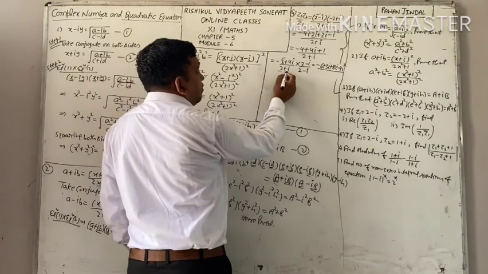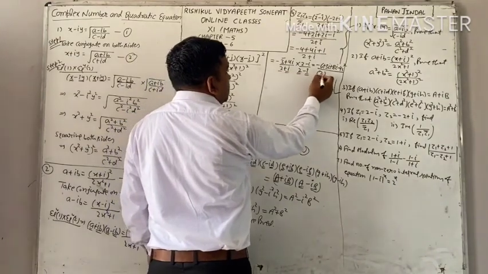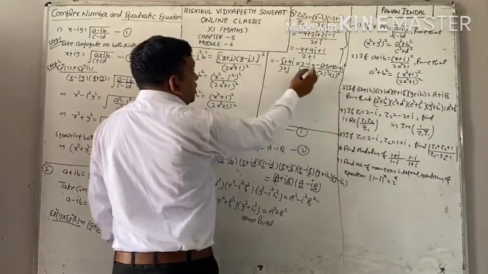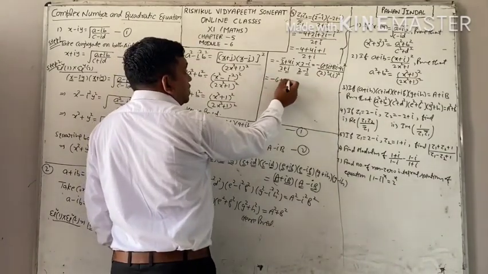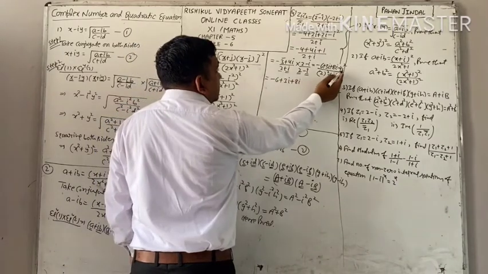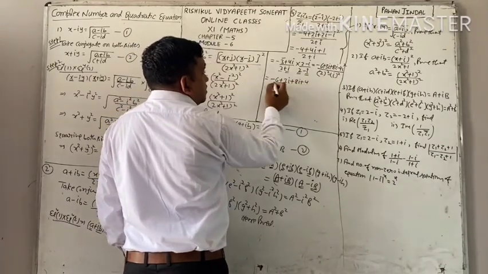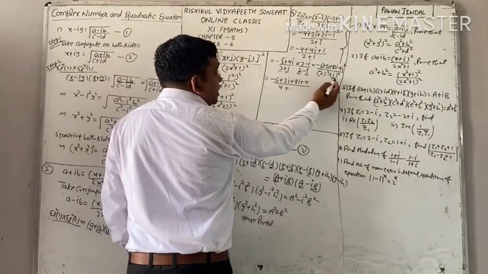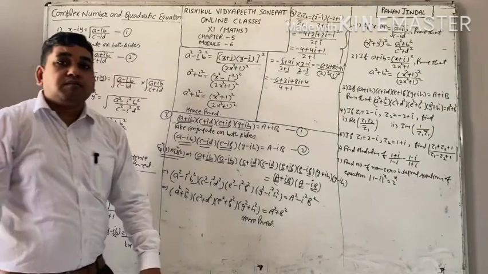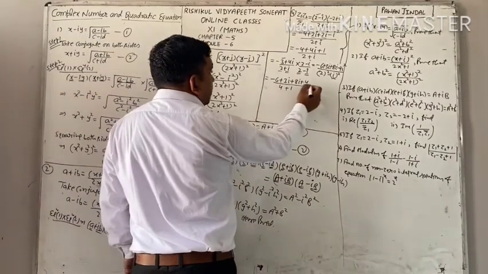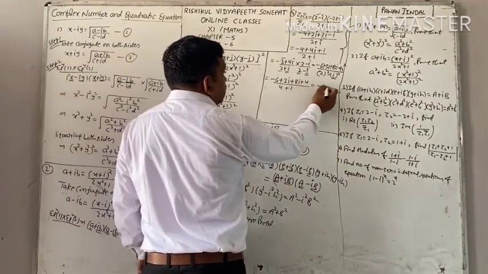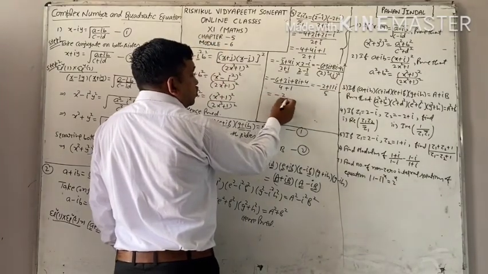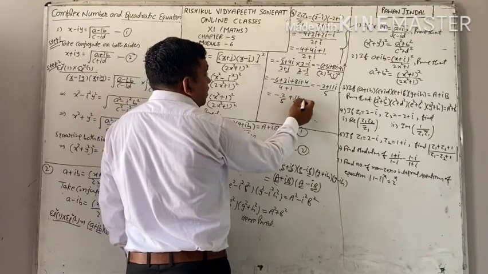Here apply the formula (a + b)(a − b), a square minus b square. Right? This is your minus 6 plus 3i plus 8i. i square is minus 1, minus minus plus. This is your 4 minus i square. i square is minus 1, minus minus plus. This is your minus 6 plus 4, minus 2 plus 11i divided by 5. Now separate: minus 2 by 5 plus 11 by 5 i.